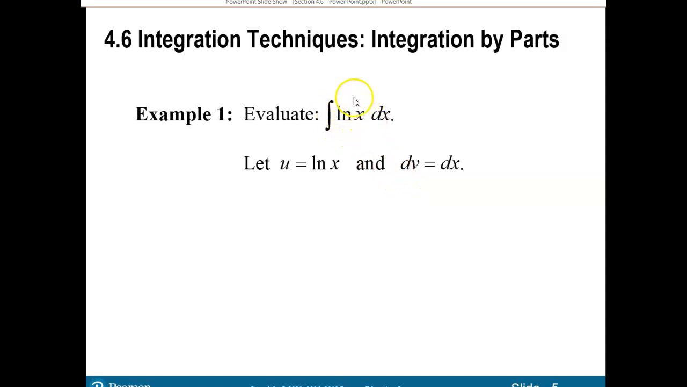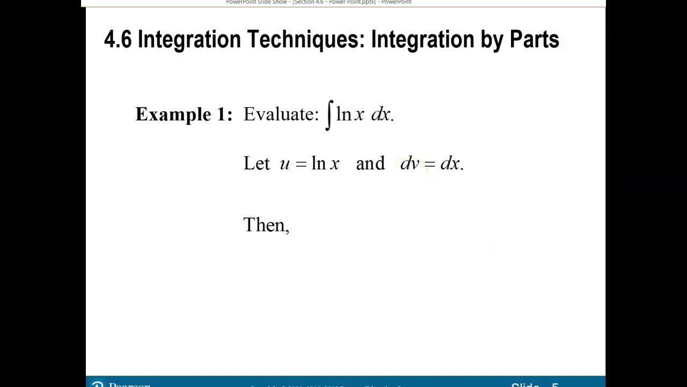Anytime a log is involved and you're using parts, you always want to let your log expression be your u, because if you can't integrate it, it can't be the dv part. So if you see a log involved, that's another hint on integration by parts, and that should be your u assignment. So we're going to let u be natural log of x. The only other thing here is the dx, so that means dv equals dx. From the original problem, you pick something to be u, and everything else is dv.